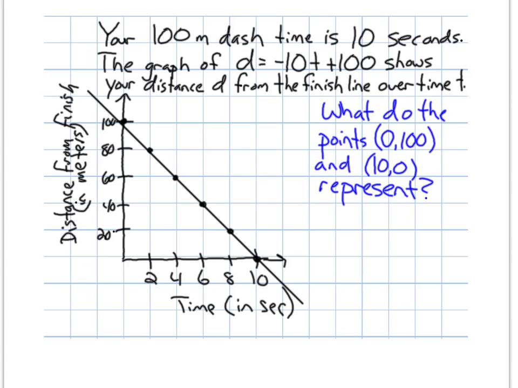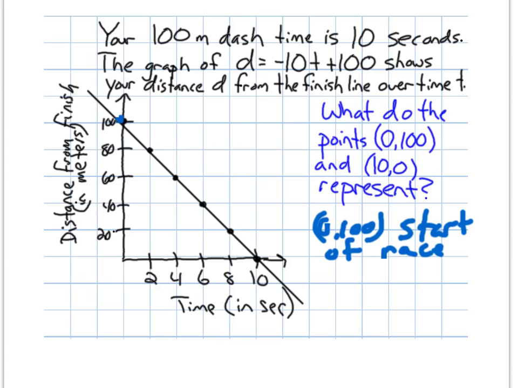Well, the first point, 0, 100, think about what that represents. That is at the point right here. So our time is 0 and our distance is 100. Okay, the distance from the finish is 100 meters and our time is 0. So what that represents is the start of the race. Okay, we haven't gone anywhere yet. We're still 100 meters from the finish, and the time hasn't elapsed yet.